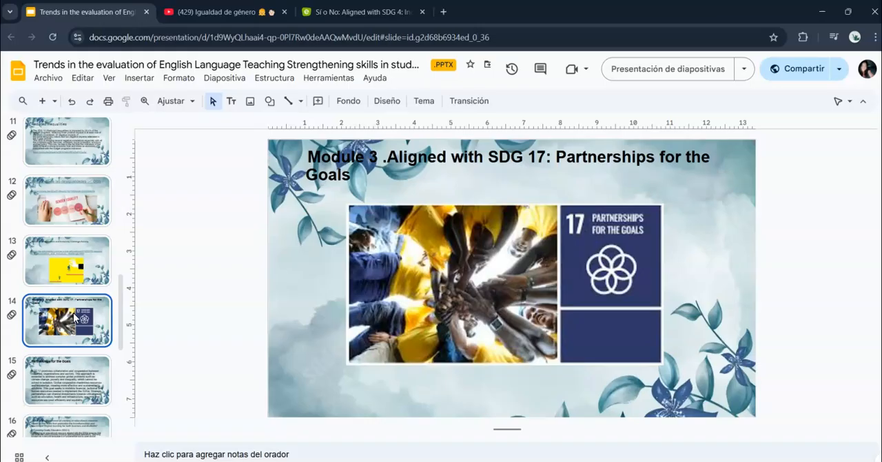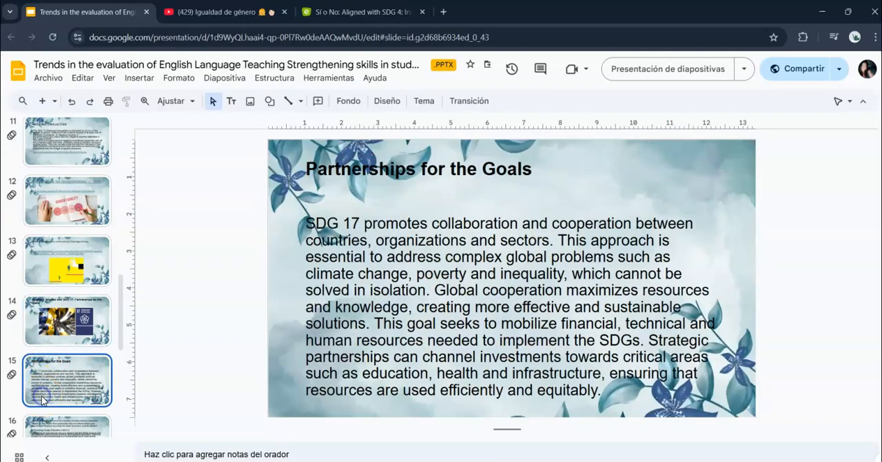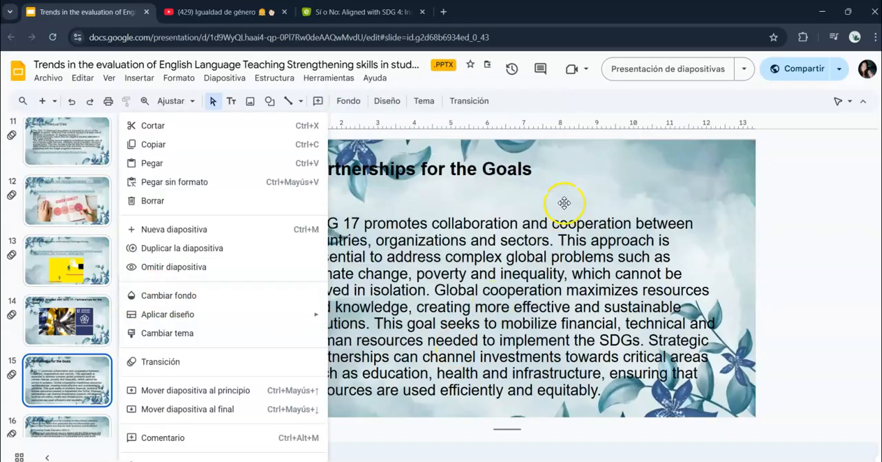And finally, our third module aligned with SDG 17, Partnership for the Goals. Importance: SDG 17 promotes collaboration and cooperation between countries, organizations, and sectors. This approach is essential to address complex global problems such as climate change, poverty, and inequality, which cannot be solved in isolation. This is the importance of partnerships for the goals.